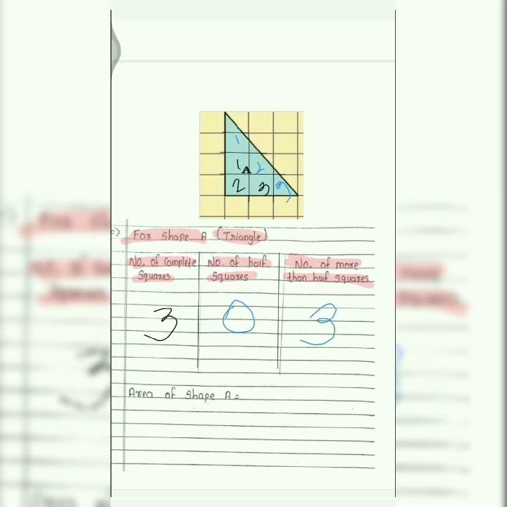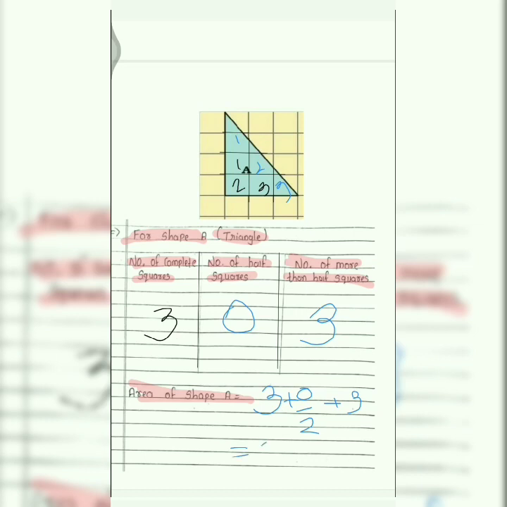So we will write: area of shape A is equal to, we know that complete squares we write as it is, plus 0, the number of half squares is 0, multiplied by 1 upon 2, or else divided by 2 only. Both are the same, do not be confused. 0 multiplied by 1 upon 2 and 0 divided by 2, both are the same. Plus 3.